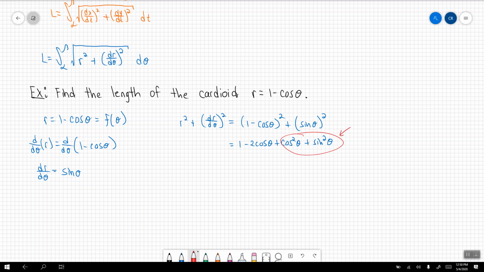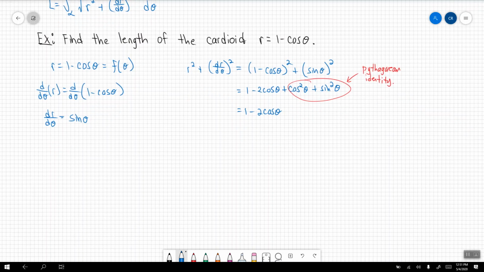So this is your Pythagorean identity, which means it's equal to 1. So what we really have left is just this 1 minus 2 cosine of theta. Not too bad. So now that we have this, let's insert it into our integrand and see what we can do here. So I'm going to start finding this arc length, L.